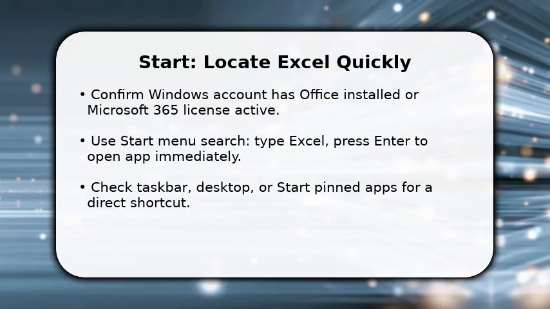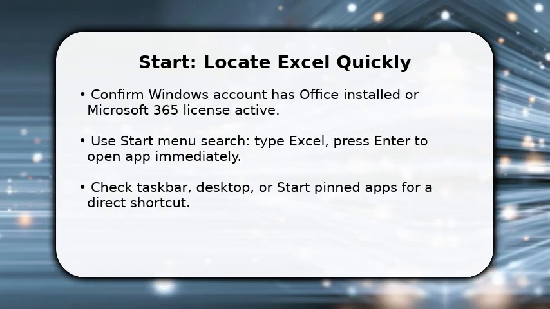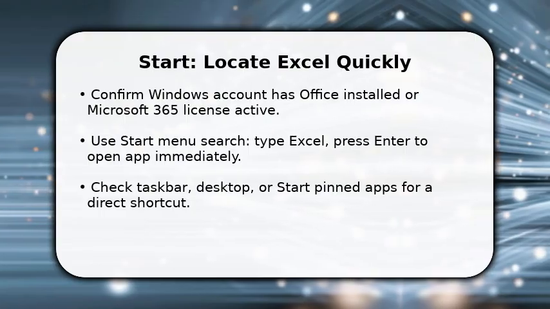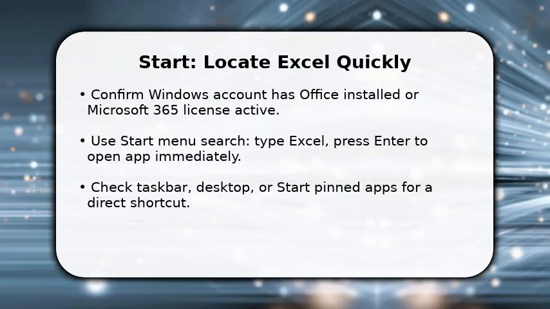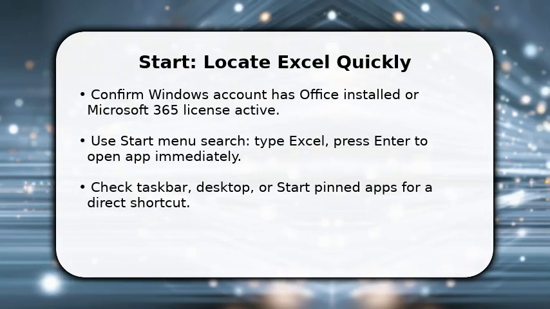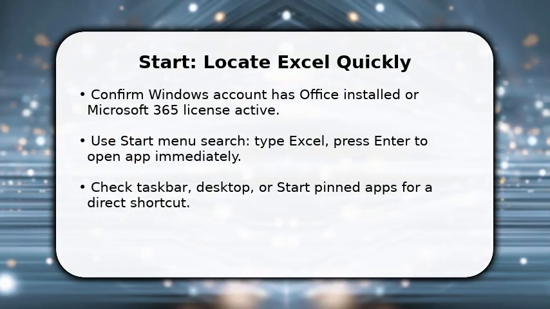Make sure you're signed into the account that holds the Office license because the app may be hidden without it. Once done, right-click the Excel icon and pin it to Start or Taskbar for instant access later. This step reduces repeated searching and explains why search behavior matters. Indexing and account permissions determine visibility.